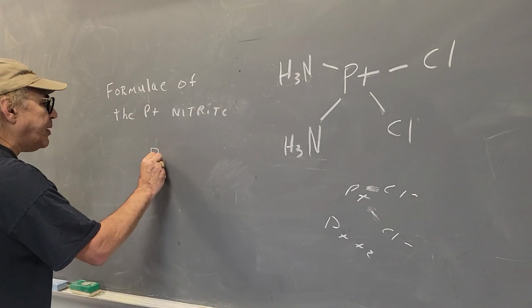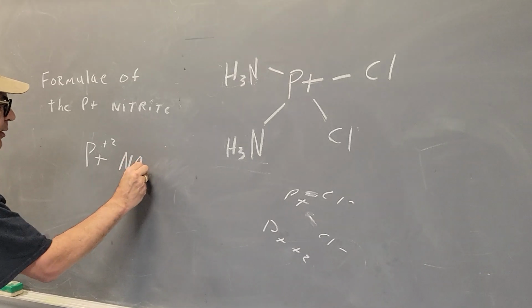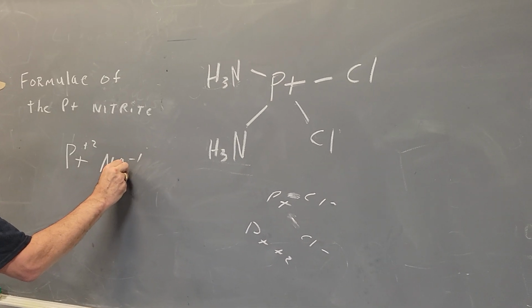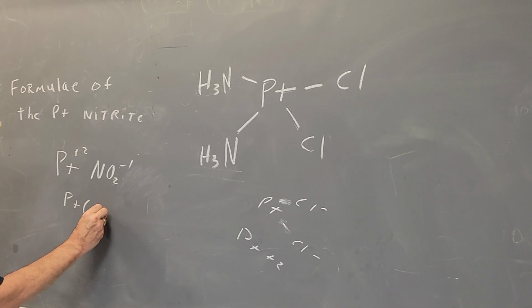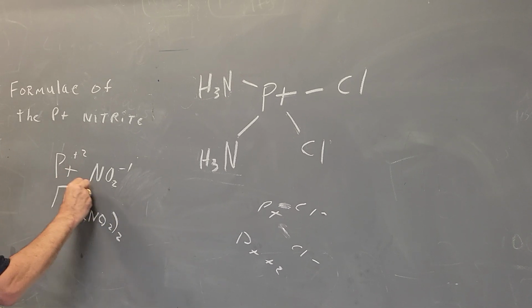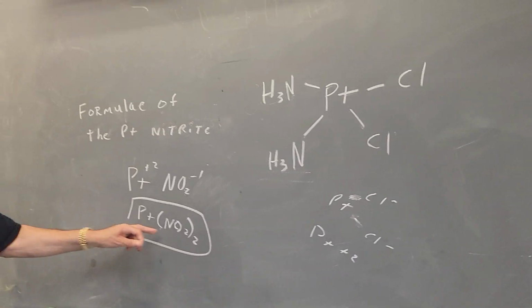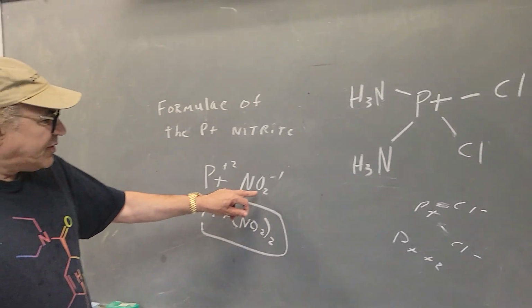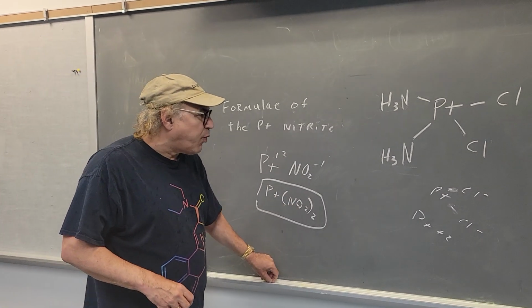Now that we know that platinum is +2, you simply write Pt, which is +2. Nitrite is an NO2 -1. And then all we would do is write Pt, you put your little brackets around it, NO2, taken twice. And there you have it. That would be the structure of platinum 2 nitrite. Notice if it said nitrate, it would have been Pt(NO3), taken twice.